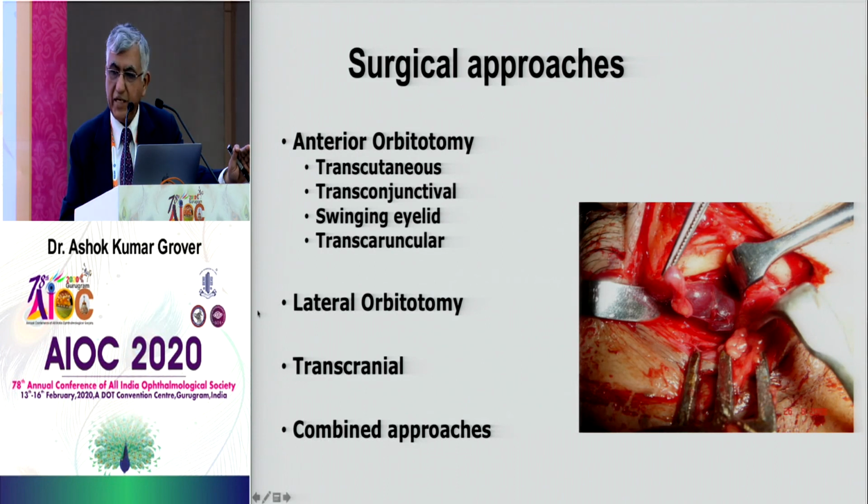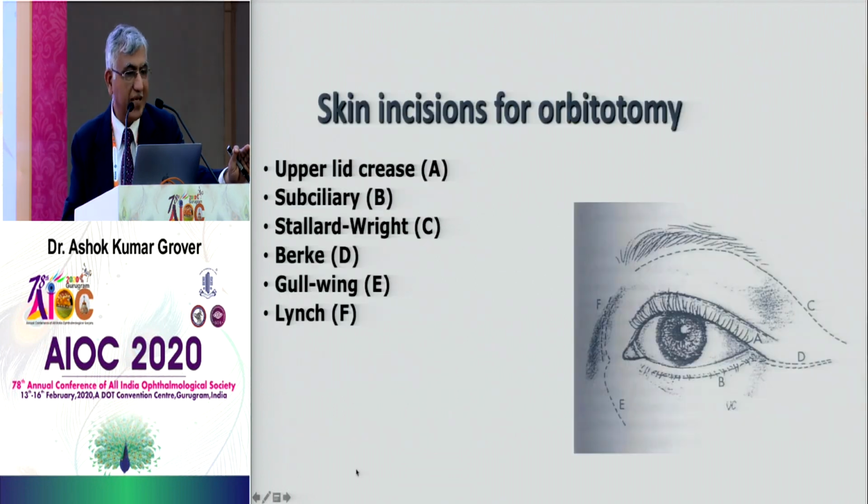So we'll briefly look at the various options. The anterior orbitotomies can be through the skin or through the conjunctiva, and when you combine an inferior conjunctival or transconjunctival approach with a lateral canthotomy and cantholysis, it becomes a swinging eyelid approach. Medially, you can do a transcaruncular approach. For lateral or large tumors where bony removal may also be needed, a lateral orbitotomy is done. For those with combined intracranial extension or very close to the orbital apex, you do a transcranial approach, or sometimes you need to combine the approaches.